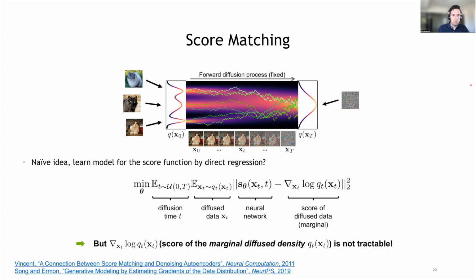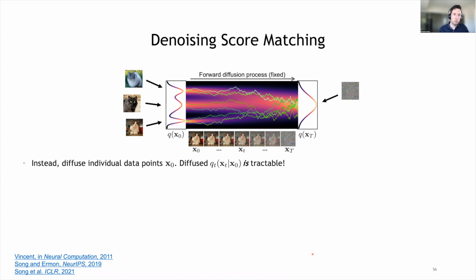Well, great idea, but unfortunately that doesn't work because the score of this marginal diffused data is not tractable, or more explicitly, this diffused data density itself, q_t of x_t, is not tractable. We don't have an analytic expression for that, which makes intuitive sense because if we had, we could just put in t equals 0 and get our data distribution, but this is what we are interested in modeling in the first place. So too bad.